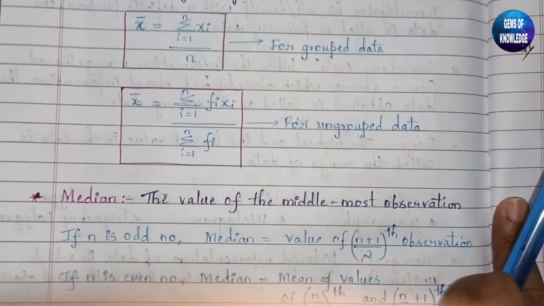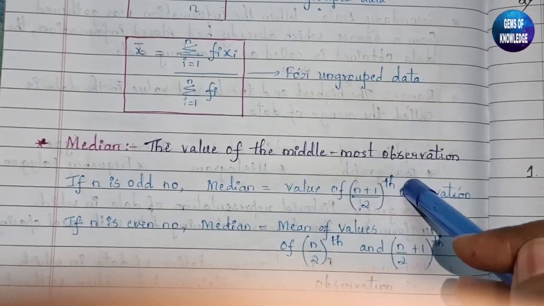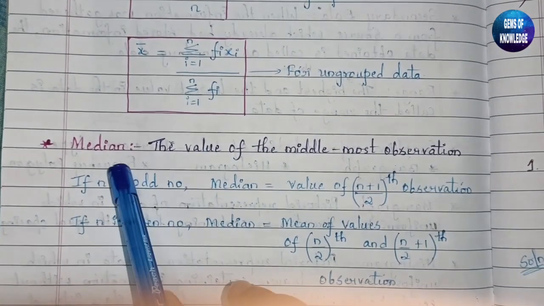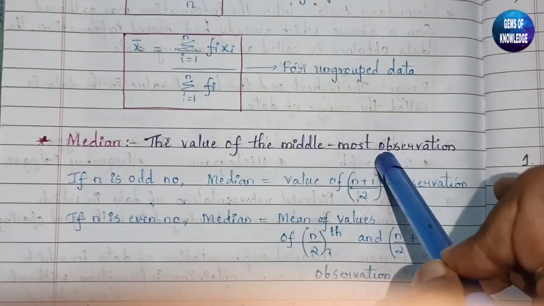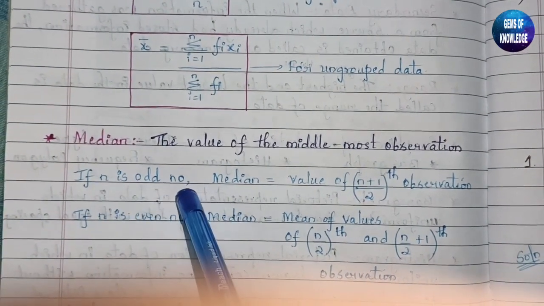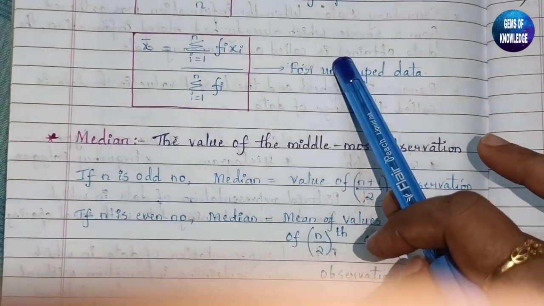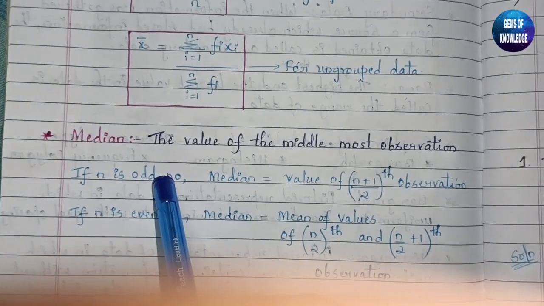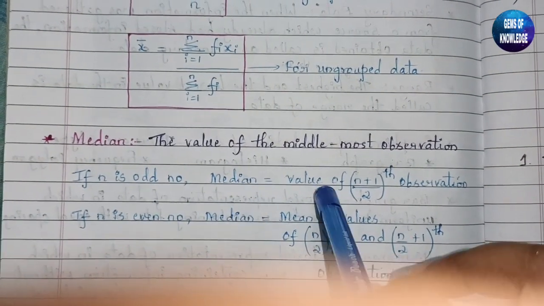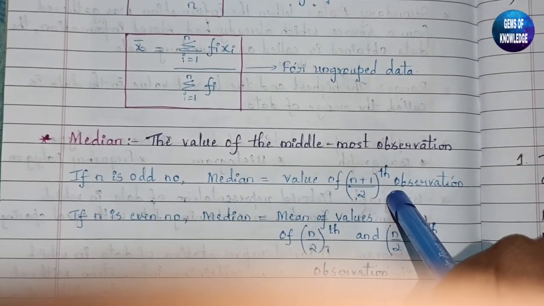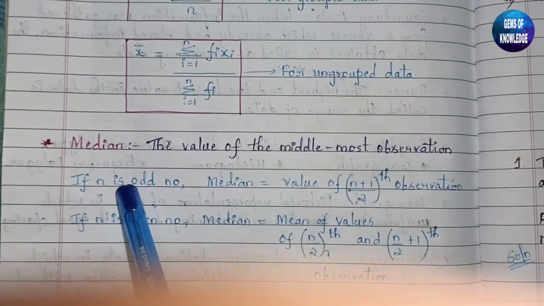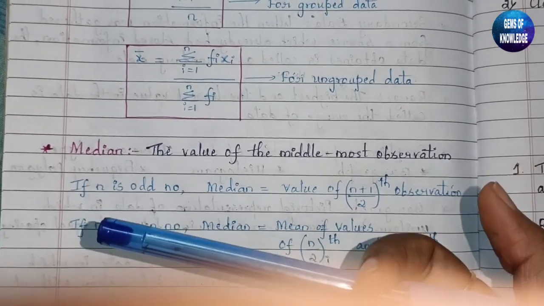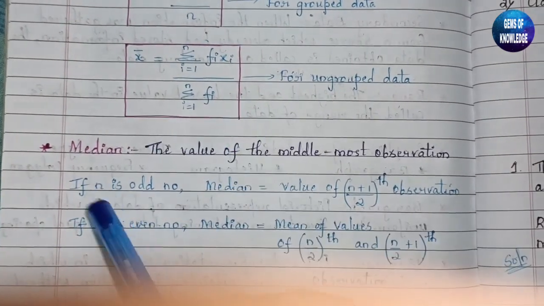Next comes median. The value of the middlemost observation is known as median. Median means the middle term. If your n is odd, n meaning the number of terms from which you are taking the median, then the value of median is equal to the value of the (n plus 1)th term. Suppose n is 3, there are three numbers and you have to choose the median out of those three numbers.